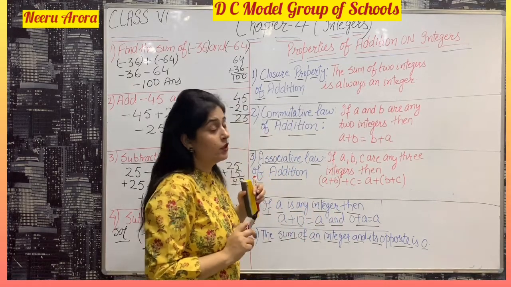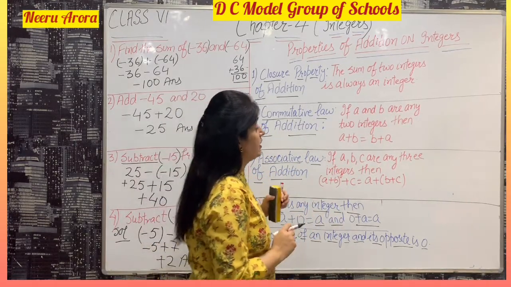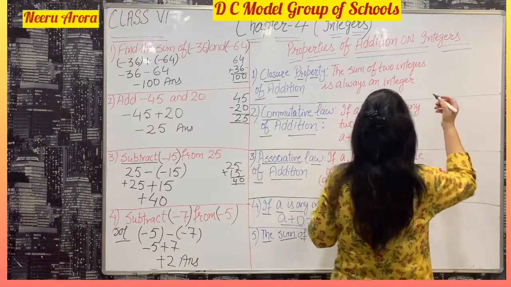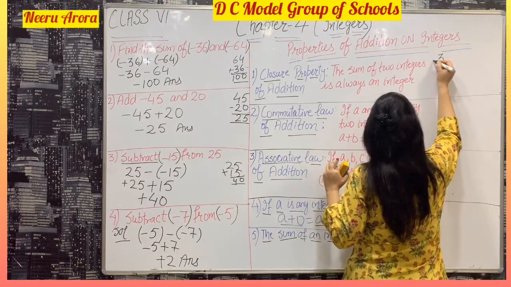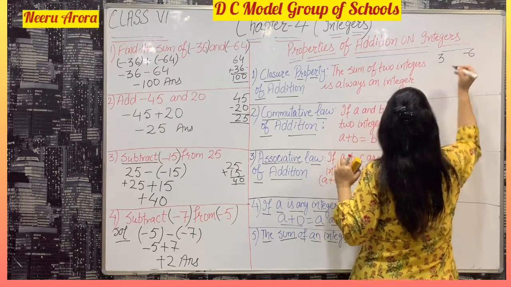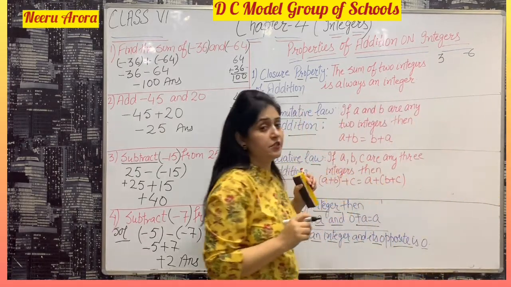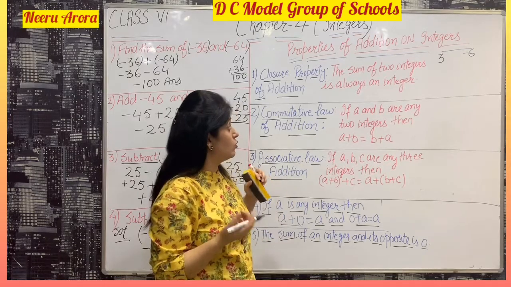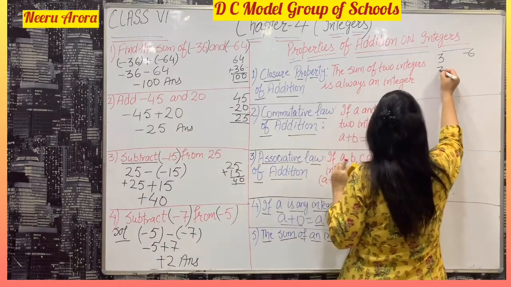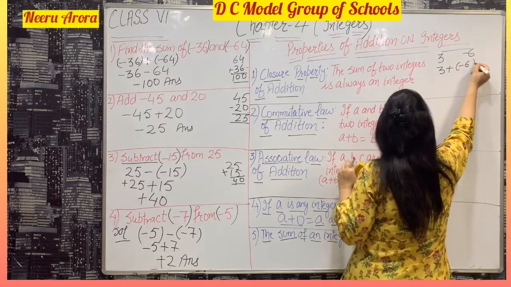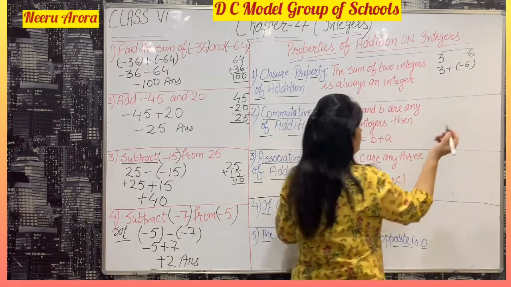The sum of two integers is always an integer. So let us suppose two integers. I have taken two integers, 3 and minus 6. So what is the property? The sum of two integers. So I am going to take the sum of these two integers. Let's see what comes.